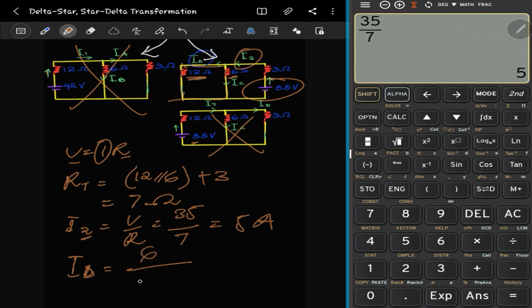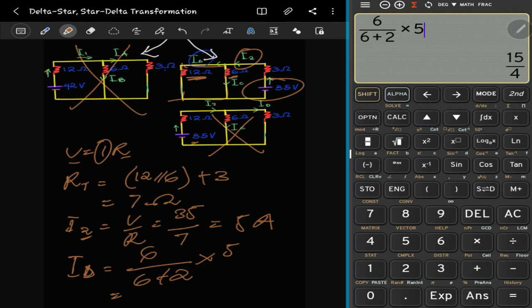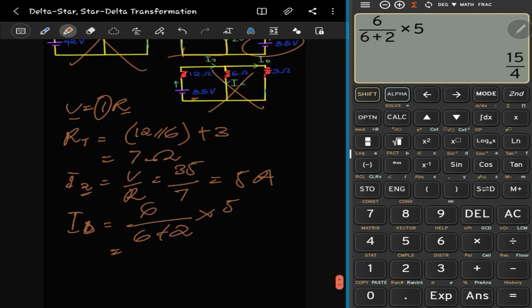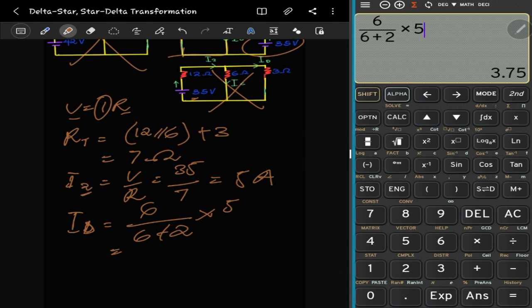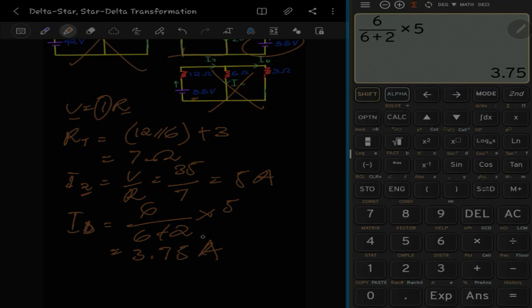So we put a 6 here, and we get 6 plus 2, right? Times the actual current. So that's 6 all on 6 plus 2, times 5, and that gives us 3.75 amperes. We overlooked something.